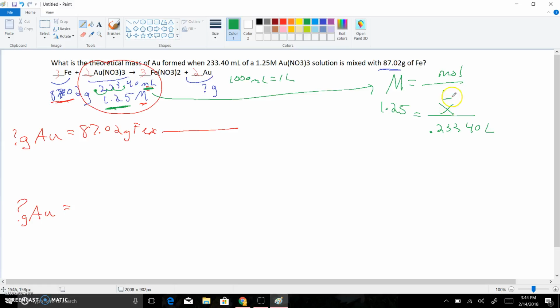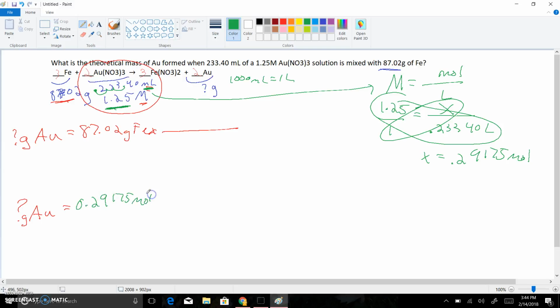At this point, I'm trying to solve for X. I'm trying to find moles, because moles is on the mole map, and once I know moles, I can go to grams, which is totally what I want to do with the gold down here. So I'm going to cross multiply, and I'll find that X equals 0.29175 moles. That's the number I'm going to put right down here. 0.29175 moles. That's how many moles of this stuff I have in that solution, AuNO3 3.